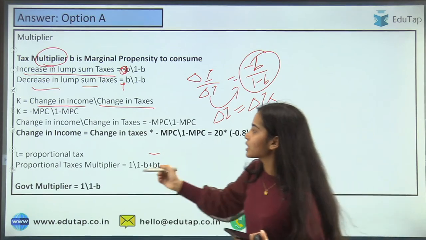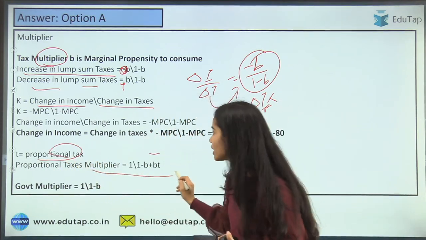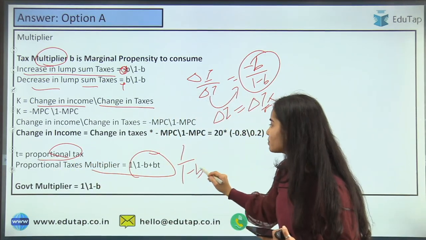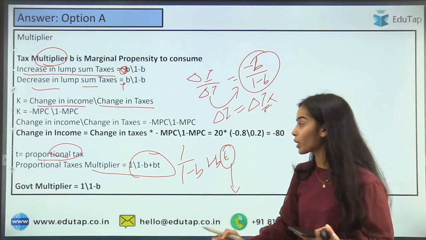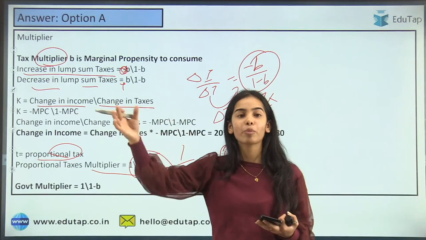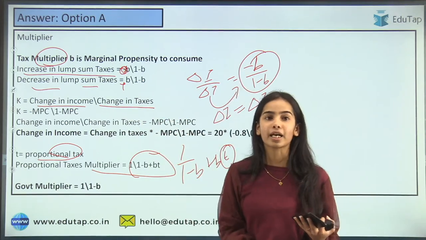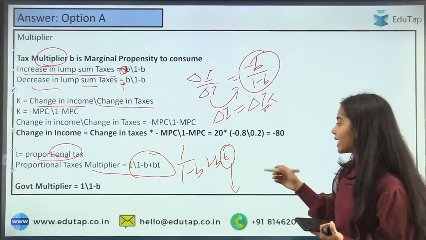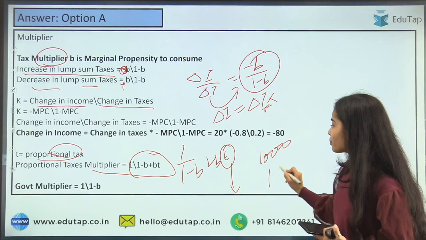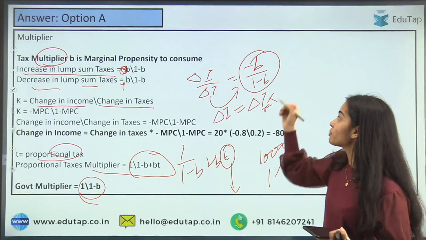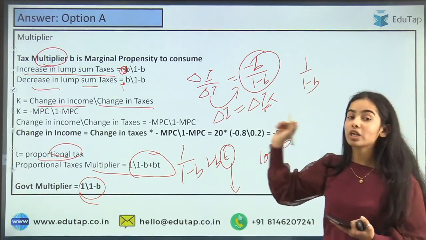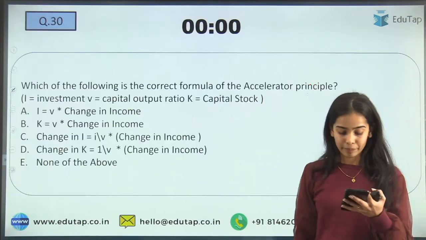Okay, so the proportional tax has this formula: 1 upon 1 minus b plus bt. This t is the proportional tax, percentage tax, okay? Lump sum tax is the whole amount, like from your 1000 income, 100 rupees will be taken. But t is proportional, like from your 1000 income, 1% will be taken. Government multiplier is 1 upon 1 minus b. Investment multiplier is 1 upon 1 minus b. So remember the multiplier formulas, that's it.